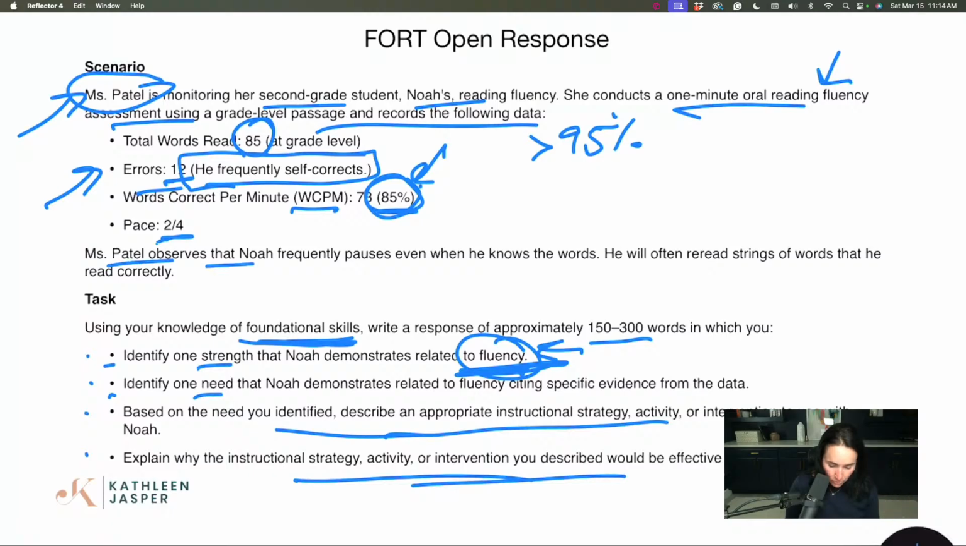And then she observes Noah frequently pauses. Here's another need. He will often reread strings of words. Okay. My daughter used to do that. She'd read it correctly and then she'd reread it again. I'm like, you got it, just go. So anyways, all right, let's do this.